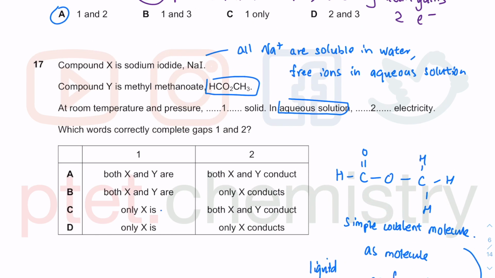Whereas X is an ionic compound, giant ionic structure, strong electrostatic force of attraction, strong ionic bond between Na plus and I minus, metal and non-metal there. So in terms of conduction, only X can conduct, the molecule cannot conduct there. So D must be the correct answer there.